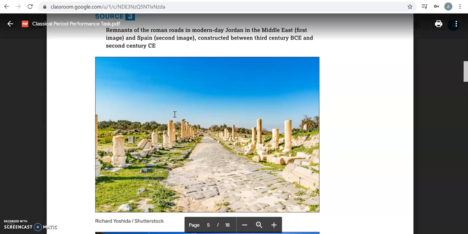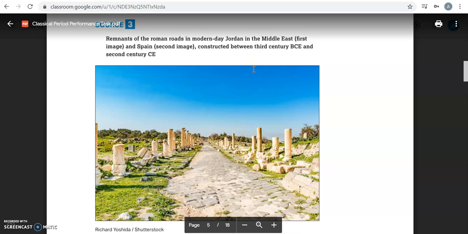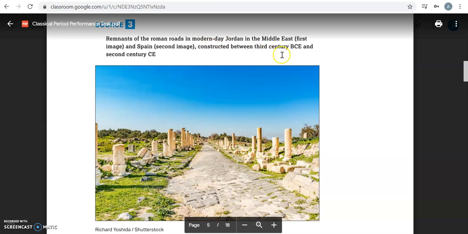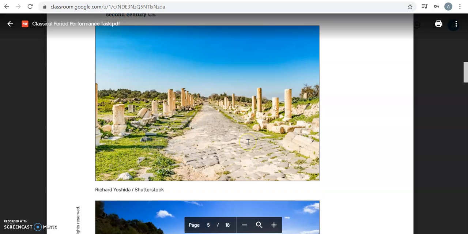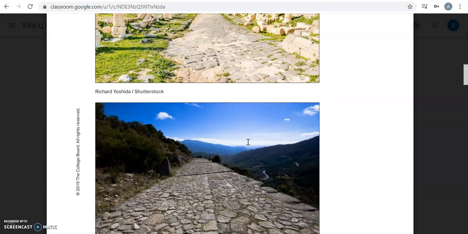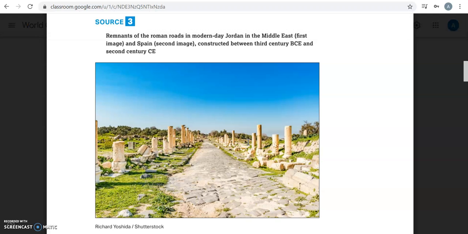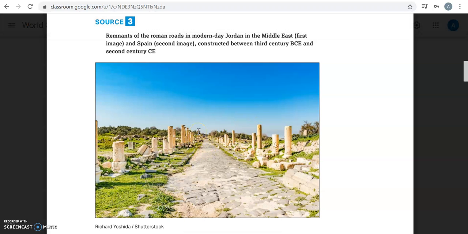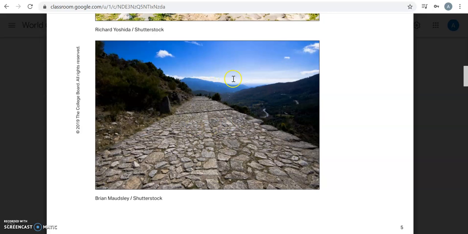All right, so source 3, remnants of the Roman roads in modern-day Jordan in the Middle East. First image, so that's the first image right here. And Spain is in the second image. So constructed between the 3rd century BCE, so around 300 BCE, and the 2nd century CE. So kind of a big gap there in time. So these are Roman roads. One is in the Middle East. We're not sure where. Maybe somewhere around the Jordan area, Palestine, Israel, perhaps, along the Mediterranean. Then right here is one from Spain. So you can see these roads are fairly intact for being nearly 2,000 years old.